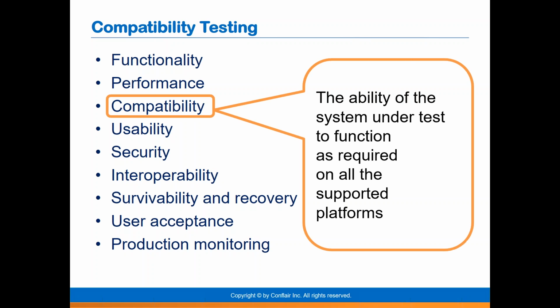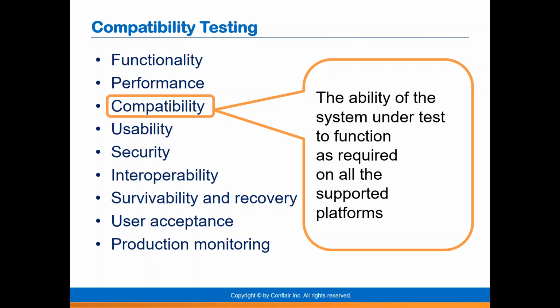Compatibility is one test class which focuses on the ability of the system under test. Not just an application or a website you're testing, but the whole system the user is utilizing. The user wouldn't care if the failure happened because of the bug in your native app or because there was an update to the operating system and your app couldn't install on it, right? We are talking about the system under test to function as required on all the supported platforms, whether we are talking about hardware platforms, software platforms, browsers, and such, right?